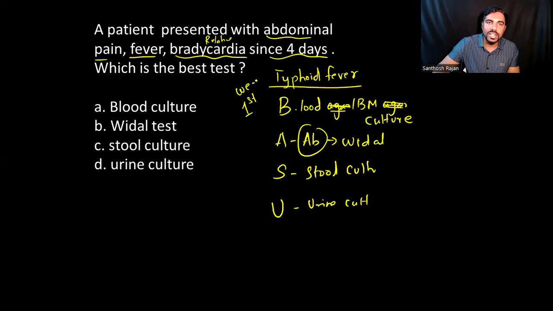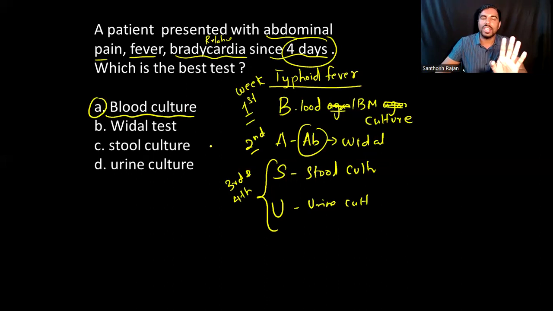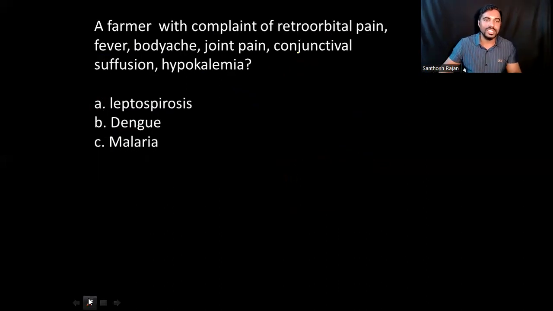Till the first week, blood culture is the best. Till the second week, antibody, Vidal, is best. Then in the third and fourth week, you do stool and urine. Here the fever is 4 days, so it is up to the first week. So it is definitely blood culture. You don't even have to think, easily you would have marked culture. So when Salmonella typhi comes, typhoid fever comes, remember Basu. We have a friend Basu, he's having typhoid fever. This is also one simple question. There is little chance that you made a mistake in this question.